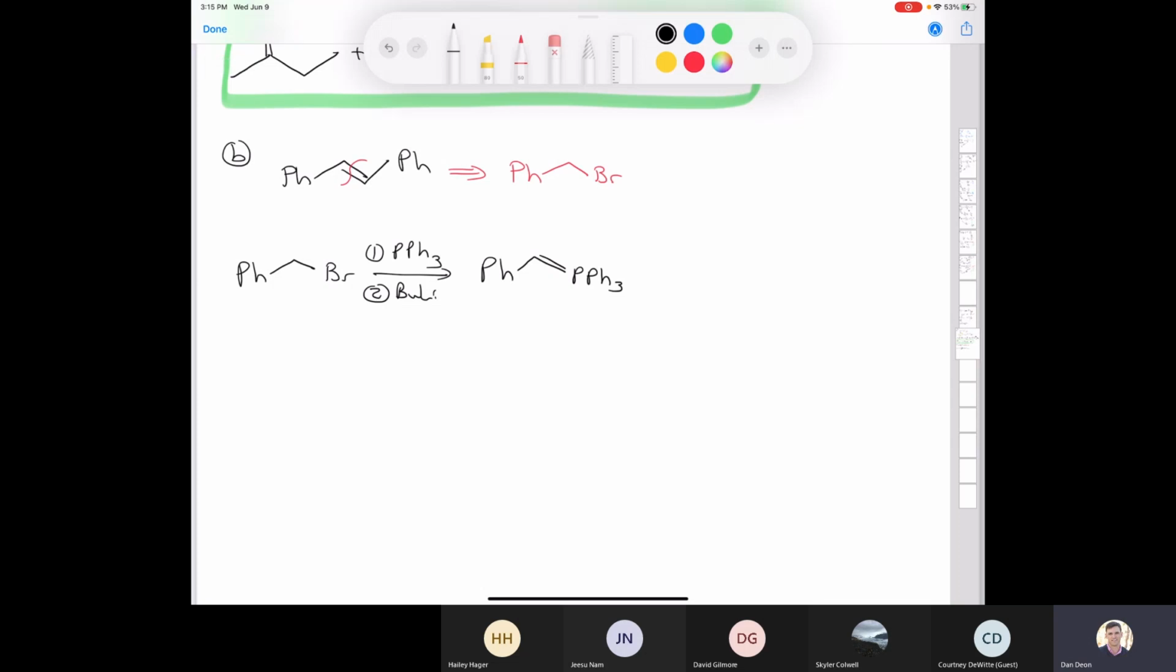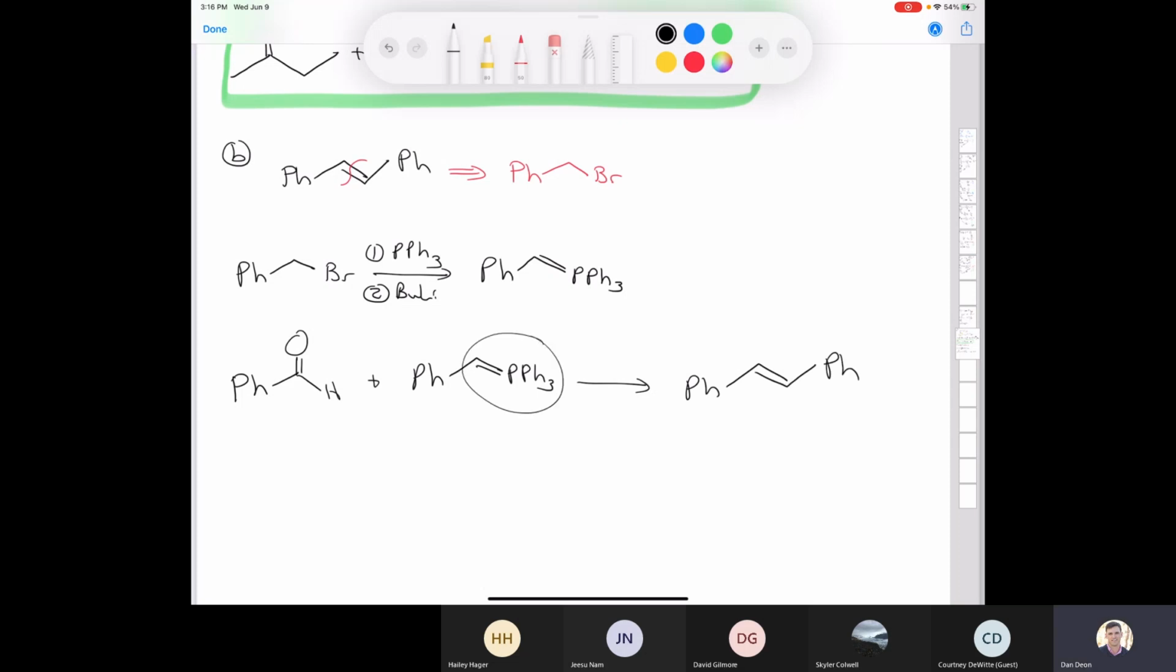PPh3. That gives us our Wittig reagent. And then all we have to do is take our starting ketone, which is going to be this. We just have a double bond to oxygen. So we're going to have benzaldehyde, and you can write it out whatever way you want. You can write it like this, either way, benzaldehyde. And then you're just going to treat it with the triphenylphosphine derivative here, the Wittig reagent, and that's going to give you your product. And that is the Wittig reaction, my friends.